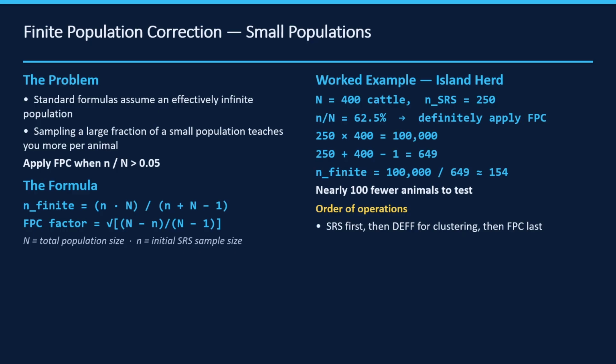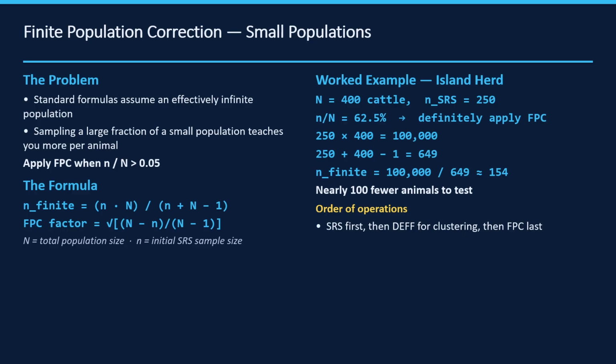The standard formulas assume an effectively infinite population. When your population is small and you're sampling a big chunk of it, each animal you sample tells you proportionally more because you're removing genuine uncertainty from a finite pool. In the limit, if you sample every animal, there's no sampling error at all. The rule of thumb, apply FPC when n over N exceeds 5%. The adjusted sample size is n times N over n plus N minus 1.